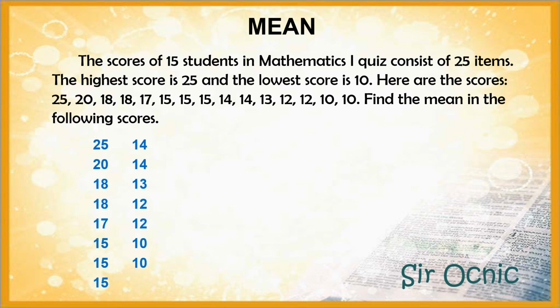To get the mean of this group, all you need to do is to add all the observations or all the scores of the students in Mathematics 1. So we have mean is equal to summation of x all over n. That would be summation of x is equal to 228 all over n, which is the total number of students, which is equal to 15. Therefore, the mean is equal to 15.2.